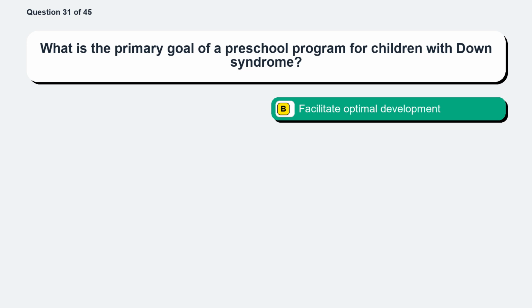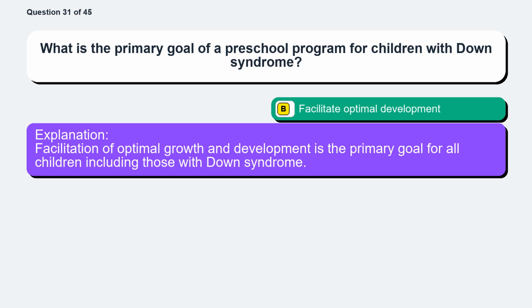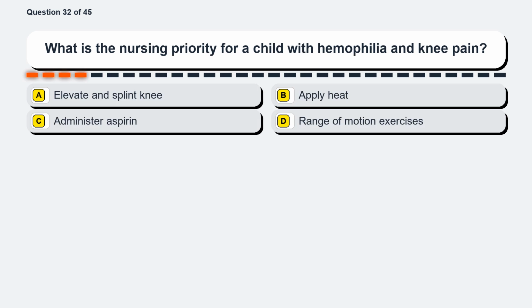The correct answer is option B, facilitate optimal development. Facilitation of optimal growth and development is the primary goal for all children, including those with Down syndrome. Question 32. What is the nursing priority for a child with hemophilia and knee pain? Option A, elevate and splint knee. Option B, apply heat. Option C, administer aspirin.